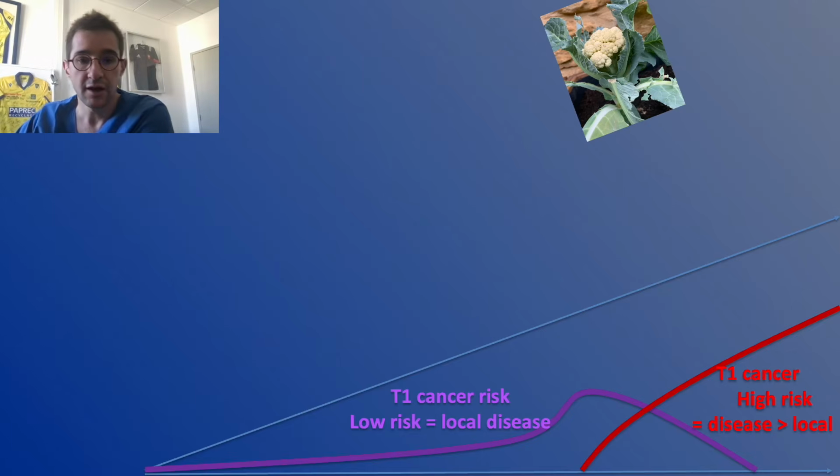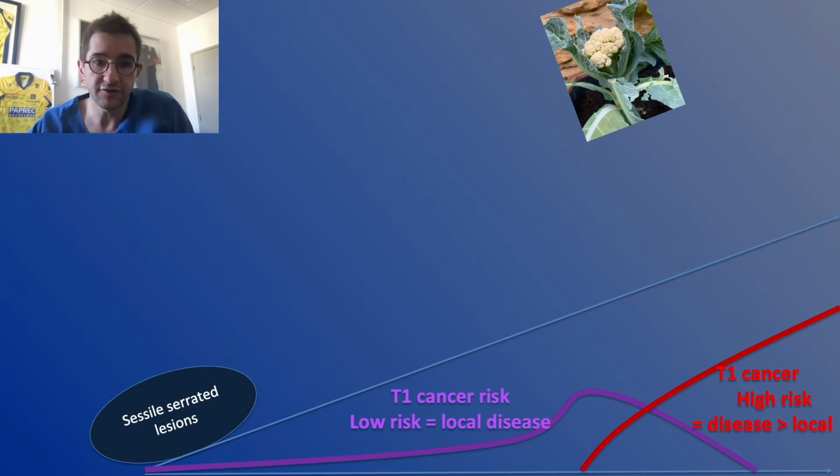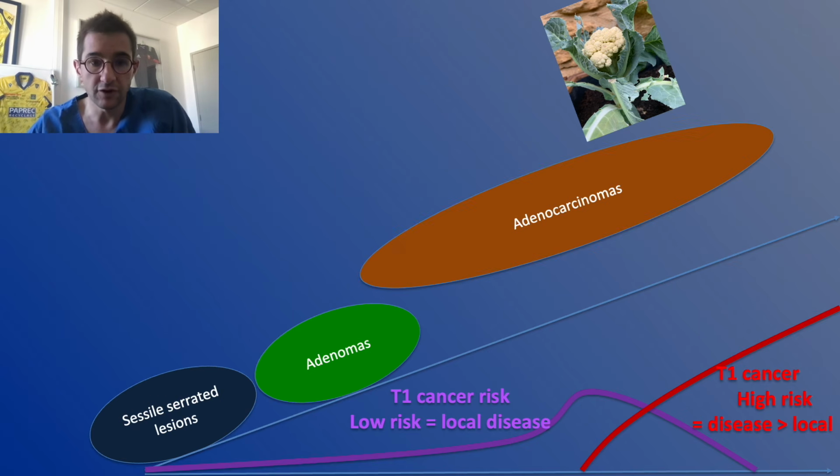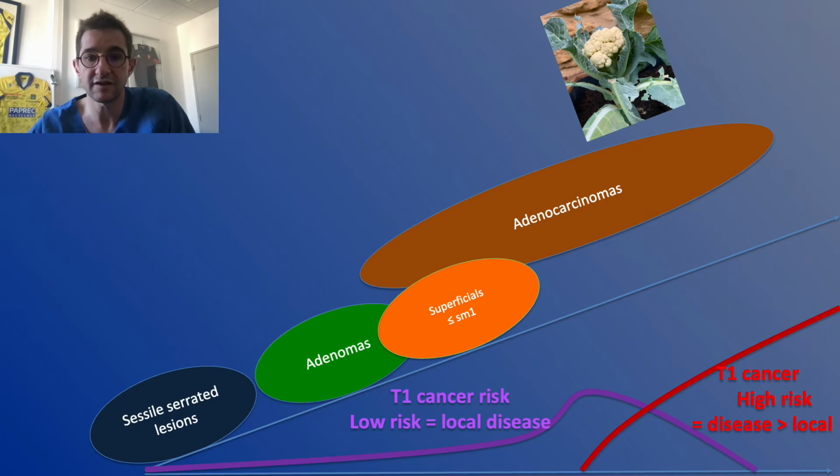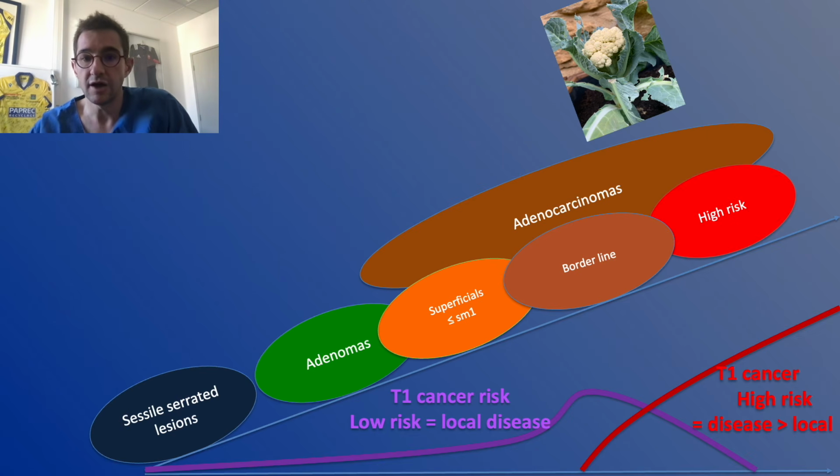And finally, the lesions in the colon are very difficult to characterize because it's not white or black. There is a lot of gray in between: the adenomas, the superficial adenocarcinoma, meaning intramucosal carcinoma, for example, the shallow T1 cancer, the borderline cancer, which are the T1 deeply invaded cancers, more than 1000 microns, and the high-risk cancers, meaning T2, T3, or T1 with pejorative factors like lymphovascular invasion, budding, or undifferentiated component.